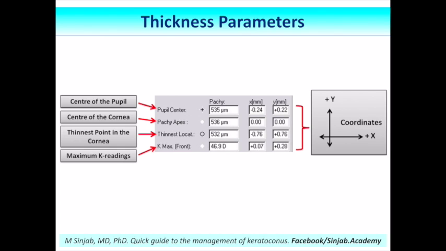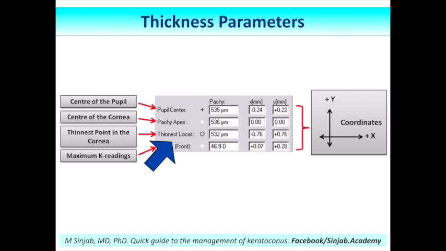You can see also the maximum K readings. It means the K max, but nothing to do with this here. So back to these 3 landmarks. As you see in front of each of them, there is the thickness of the cornea corresponding to this point, and the X and Y coordinates, supposing that the origin of these coordinates is the pachy apex. Therefore, you can see the X and Y of the pachy apex are 0, 0. According to this, of course, the pupil center and the thinnest location are measured.